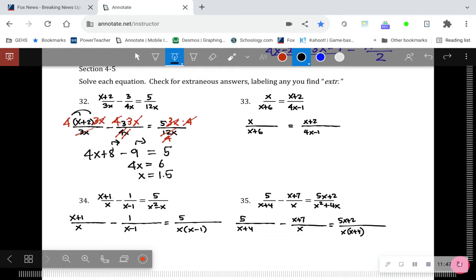Okay, example 33. We want to clear the x plus 6, so I'll multiply both sides by x plus 6. And you're familiar with this. You multiply both sides of the equal sign by the same amount. Now, when you do that over here, you need parentheses around that. And that'll cancel over here. And then I'm going to multiply by 4x minus 1 on both sides.